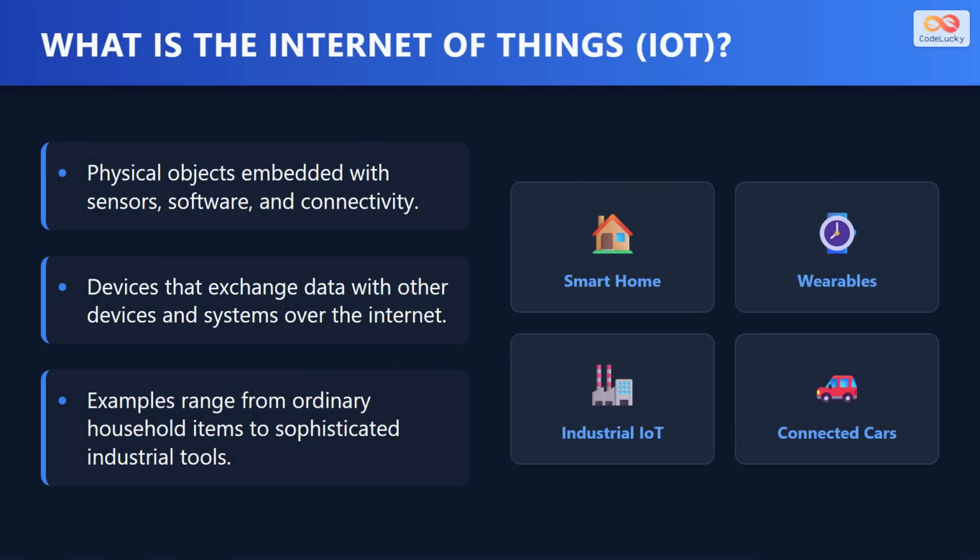First, let us define what we mean by the Internet of Things, or IoT. These are physical objects embedded with sensors, software, and connectivity, allowing them to exchange data over the internet. This includes everything from smart home gadgets like thermostats and light bulbs, to wearable technology like smartwatches, and even massive industrial machinery and connected vehicles.